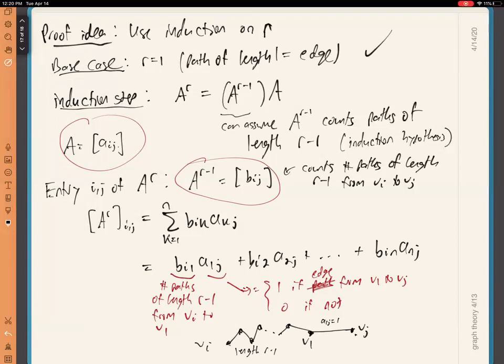And moreover, it counts how many such paths there are that end at v1 right before they hit vj. So this does not count the total number of paths of length r, because maybe there's another path of length r that goes, for example, through v2 to vj, if there's an edge from v2 to vj. To understand how many paths look like this, you have to look at the second term, the third term, and so on. When you add these all up together, you count the total number of paths of length r using the induction hypothesis.